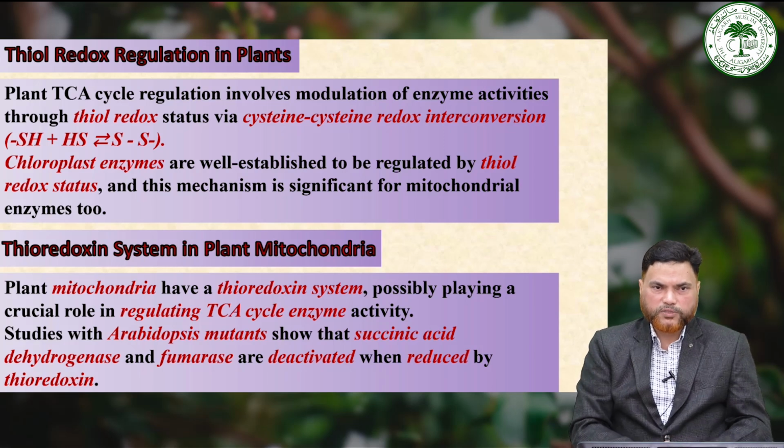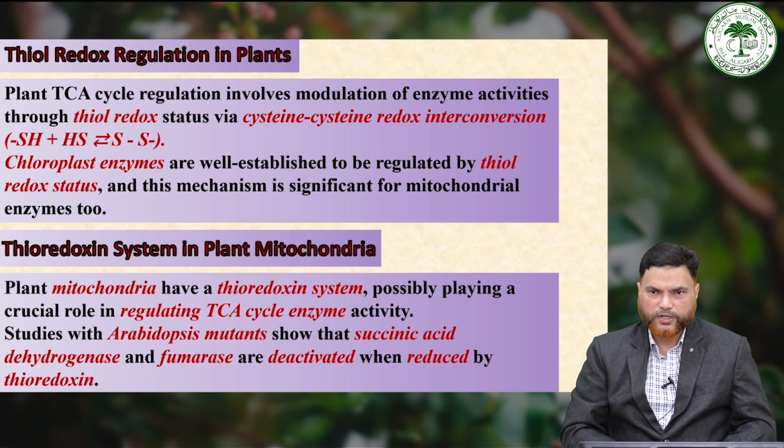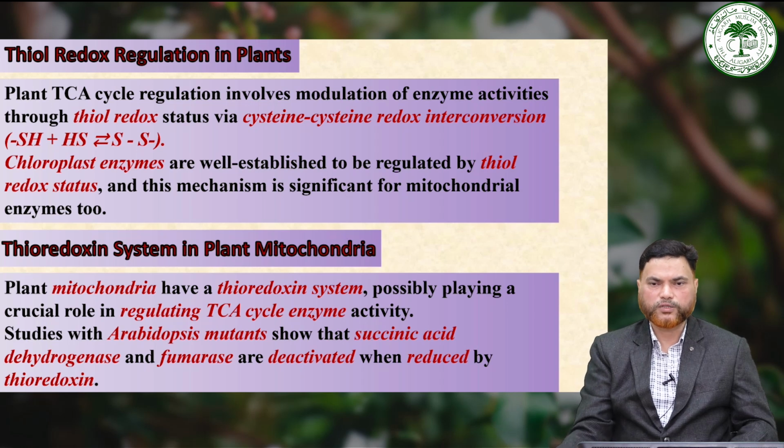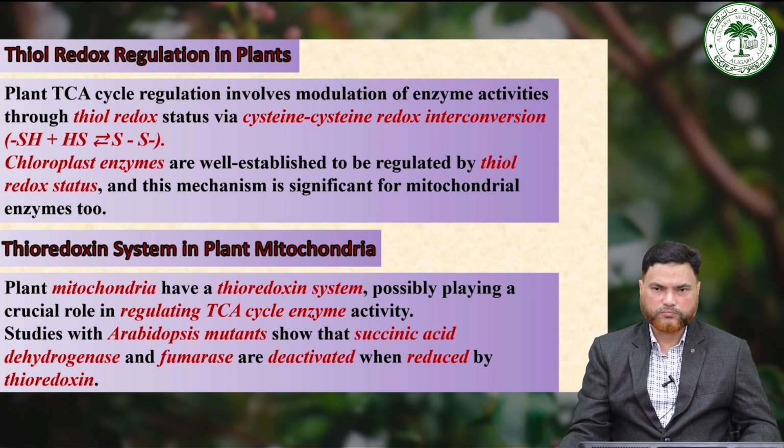Now, there are two more factors. Thiol redox regulation is also very crucial, and it controls cellular processes through reversible oxidation and reduction of thiol groups of the proteins. These thiol groups are commonly found in cysteine residues of the protein and play a crucial role in redox signaling and regulation of various cellular pathways, including the TCA cycle. So, thiol redox regulation can modulate the activity of the enzymes involved in the TCA cycle, influencing its overall function. So, how does thiol redox regulation impact the TCA cycle?